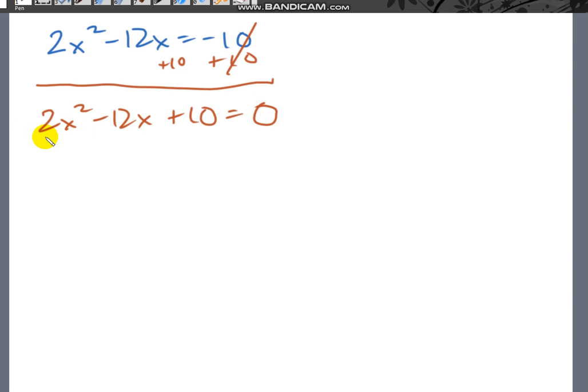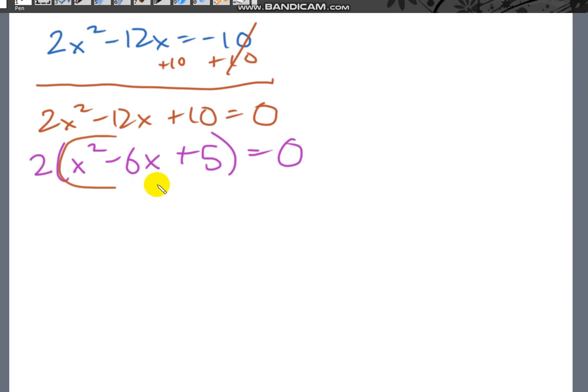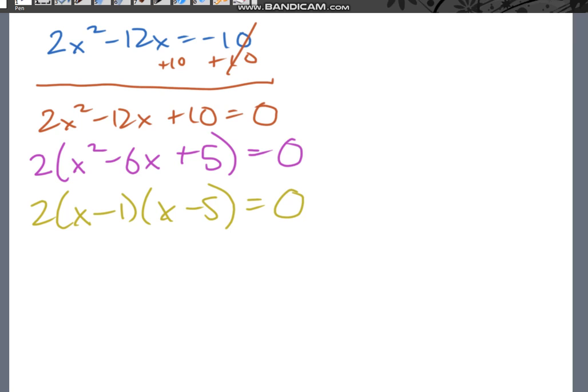Then what you can do here is each of these terms are all common multiples of 2. So you could go ahead and factor the 2 out, and get x squared minus 6x plus 5 equals 0. What I see here is we can actually factor this now. We can find two numbers that multiply to 5 and add to negative 6. Should be negative 1 and negative 5. Divide each of these by the 1 in front. So when you factor this, it should be 2 times x minus 1 times x minus 5. So let's go ahead and write that over there. 2 times x minus 1 times x minus 5 equals 0.